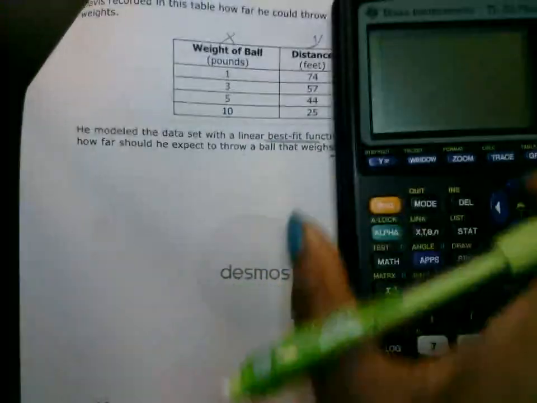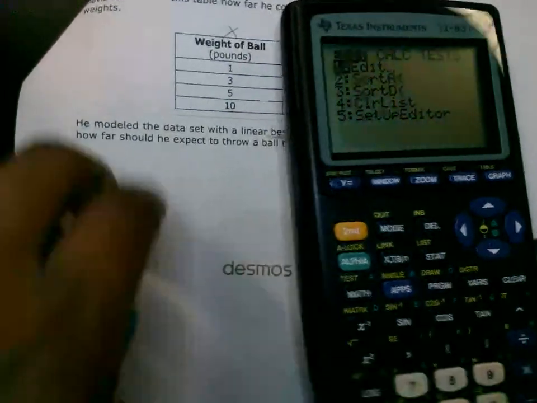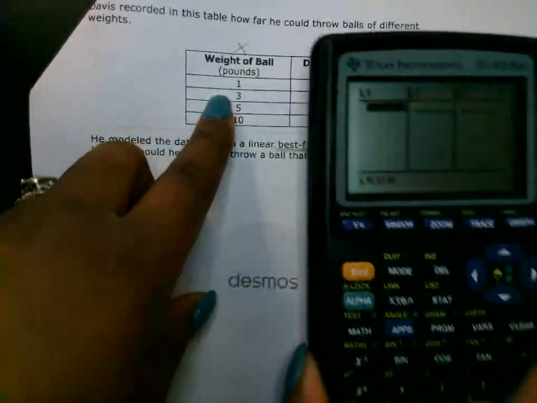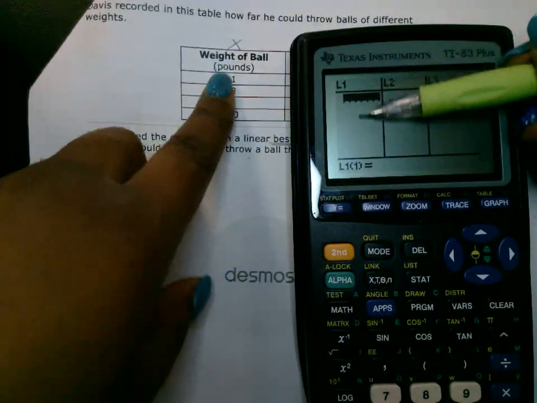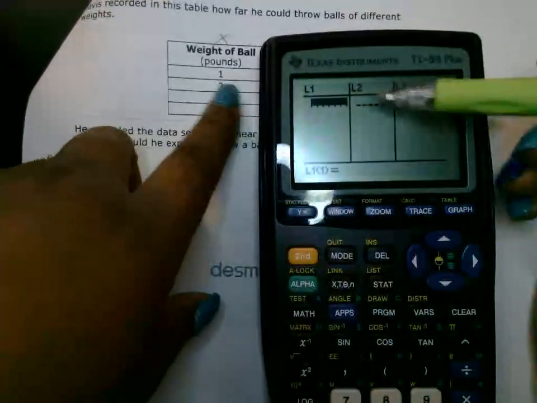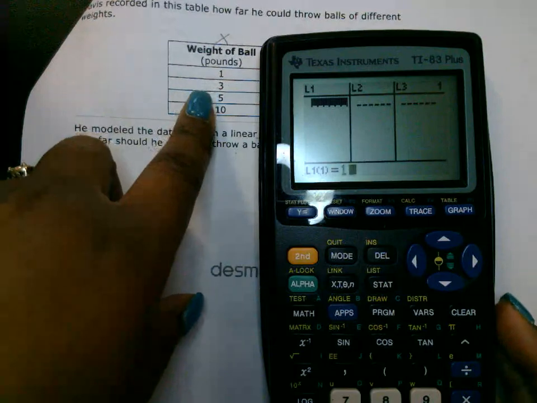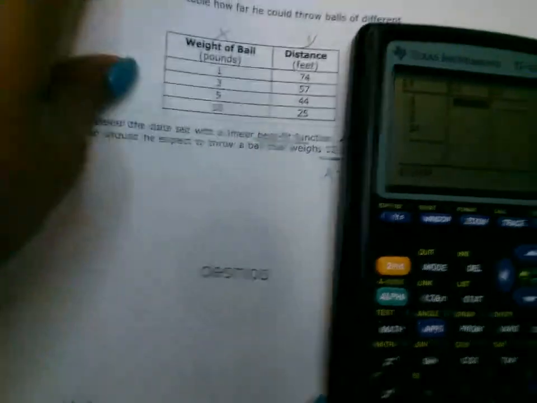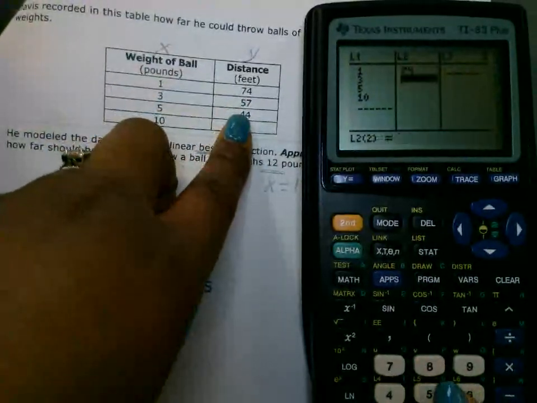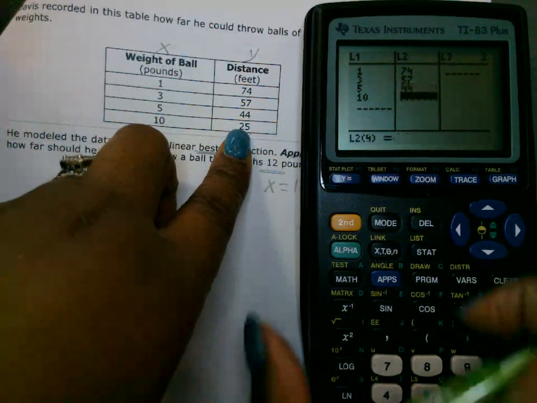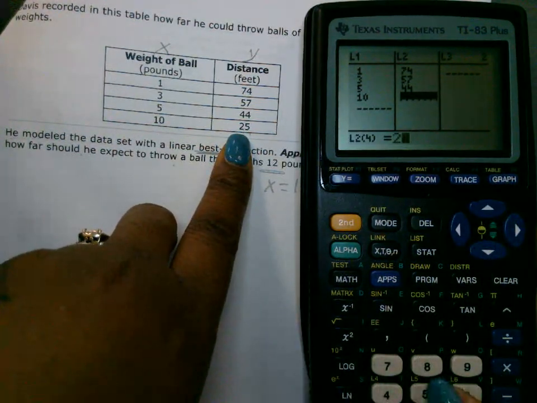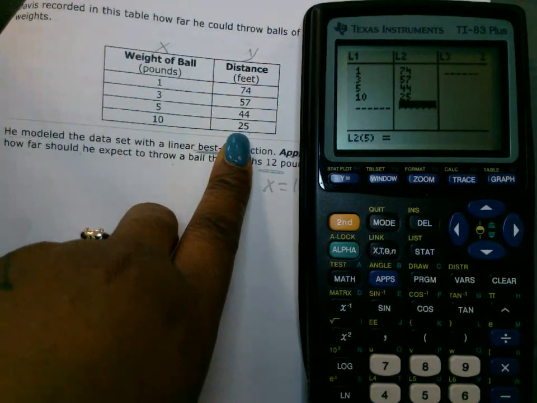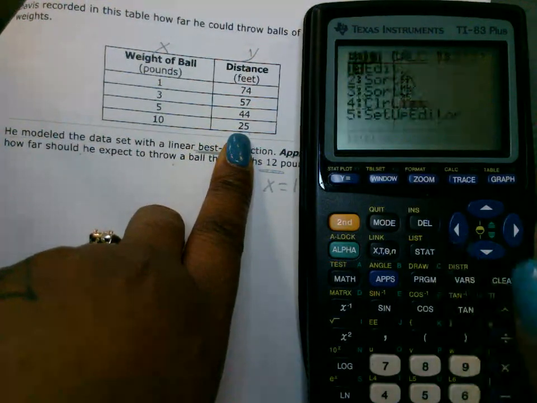This is calculator active. So we go to stat to type the numbers in the calculator, type them in a table, press enter on edit, and now you're going to type your X values in L1 and your Y values in L2. Okay. So here we have 1, 3, 5, 10, and then we have 74, 57, 44, sorry, and 25. I'm pressing the enter button to go to the next line, or I can press the down button. After I type my numbers in, I go to stat.